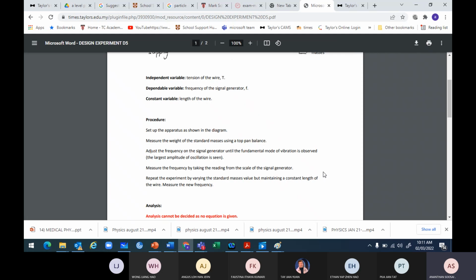So measure the frequency of the signal generator: one mark, main point. Measure the weight by using a top pan balance: one mark. Then repeat the experiment with different masses, but maintaining a constant length of the wire. The largest amplitude observed could be a detail mark, to explain how to see the fundamental mode. The fundamental mode consists of one loop with a large amplitude.